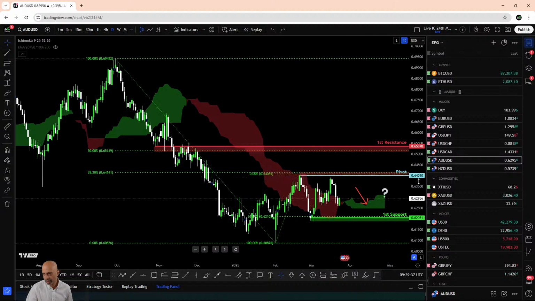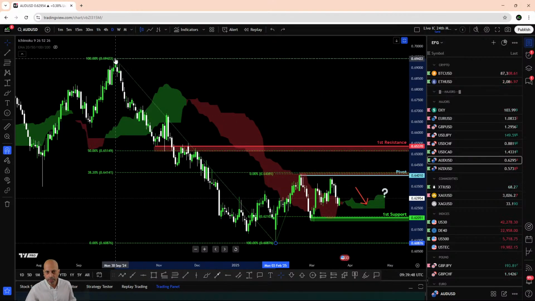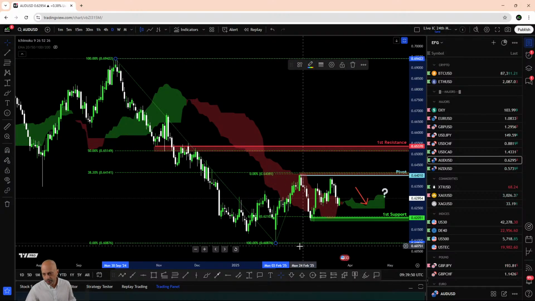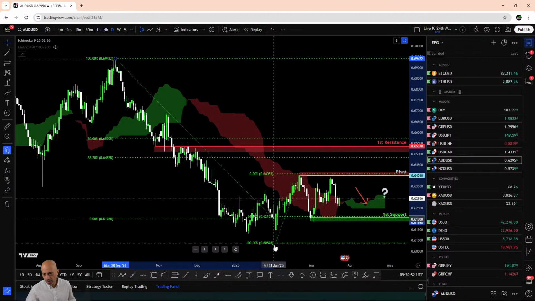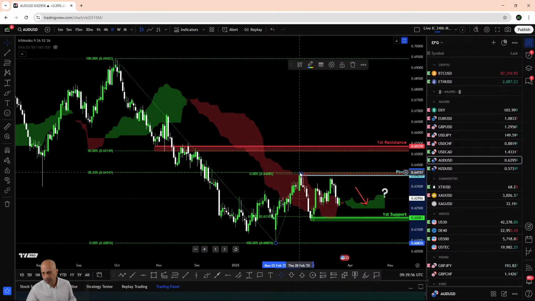So the pivot level at 64 cents is a multi-swing high resistance that's accompanied by a Fibonacci retracement at 38.2%. We can see here that this retracement level was found starting from this swing high on 30th of September and ending with the swing low here on the 3rd of Feb. We can see the 38.2% retracement accompanying the pivot, which is a multi-swing high resistance, pretty well.